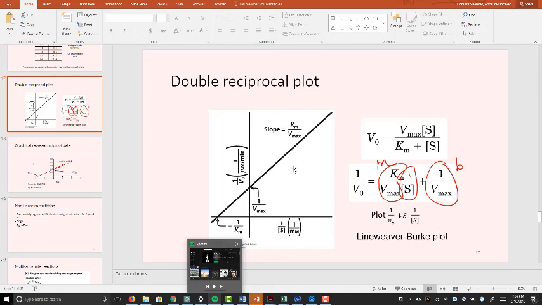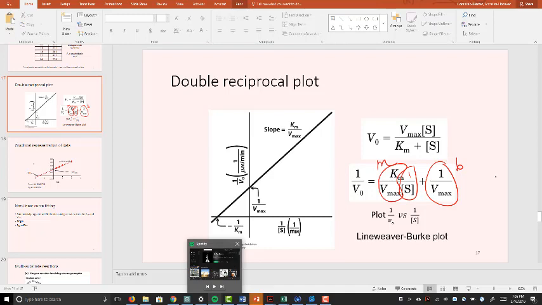But again, Lineweaver-Burk, it's in terms of a straight line. So the x is 1 over S. The slope then is Km over Vmax. And then the y-intercept, or the b, is 1 over Vmax.